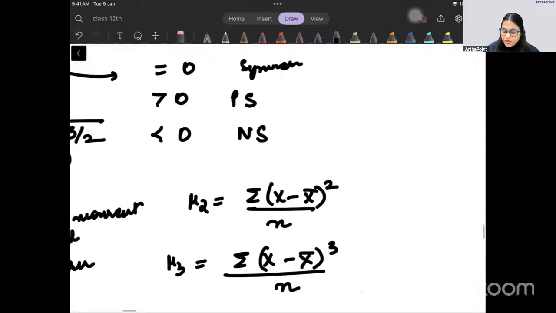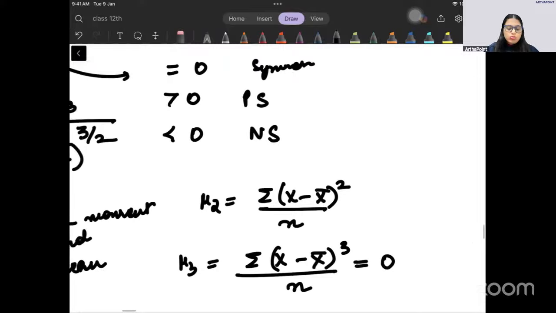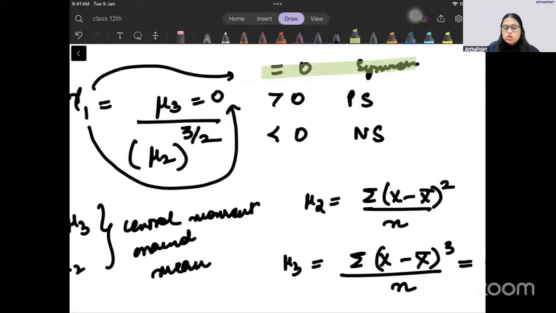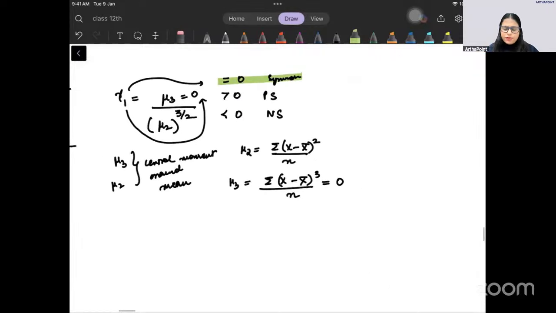For a normal distribution, when we talk about the normal distribution, this value is 0, the numerator is 0. That is why you will get this as 0. So it will be a symmetric data set. The skewness will be 0. Okay. So these are some of the formulas that you have to remember from the point of view of the exam. Any doubt in this?